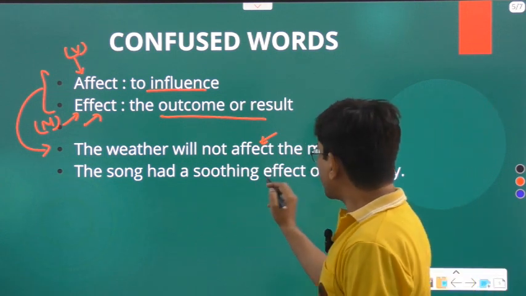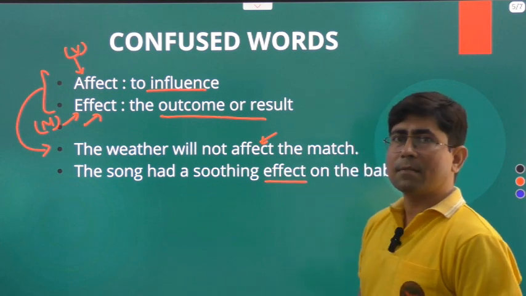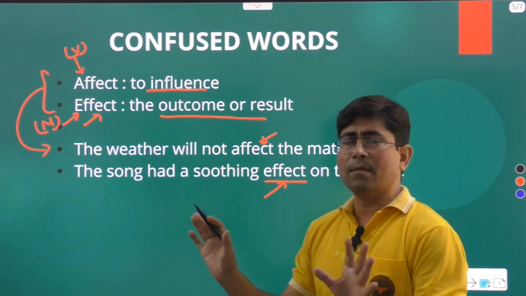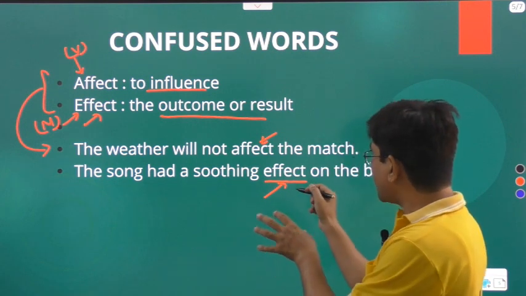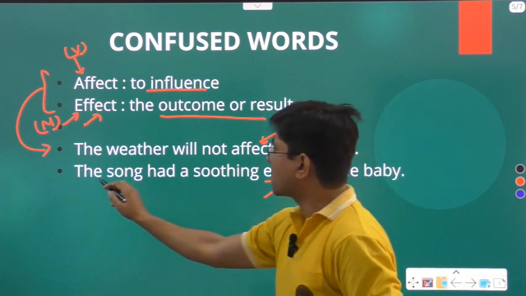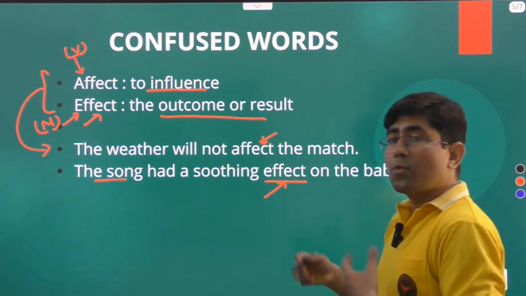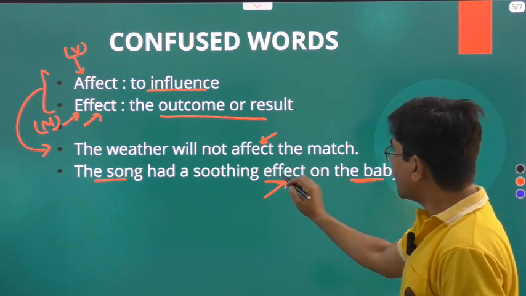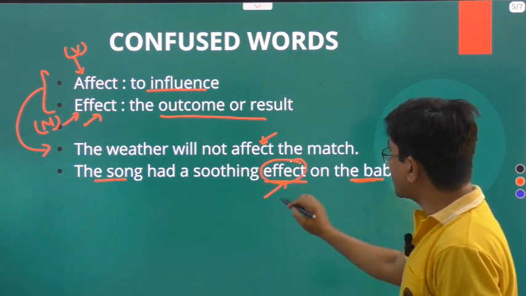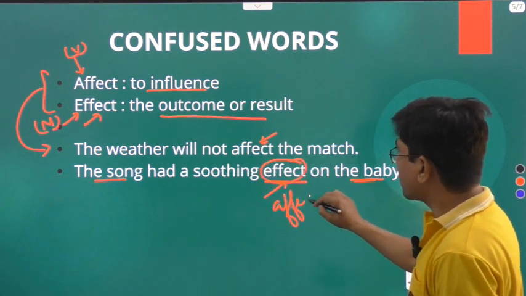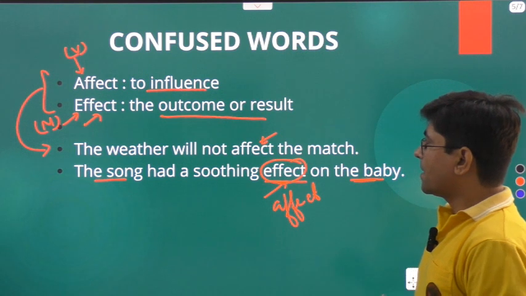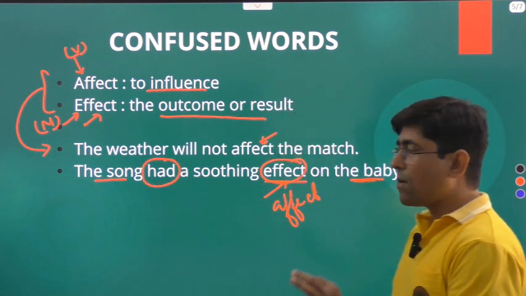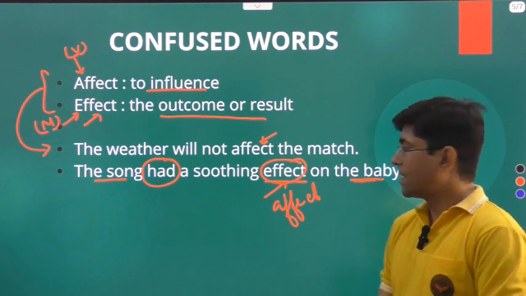The song had a soothing effect on the baby. Soothing effect means the end result of the song on the baby is very pleasant. So this one is the end result of the song. The song had a soothing effect on the baby. If you replace effect with affect, it will be wrong. Okay? Because the sentence already has a verb. The song had a soothing effect.